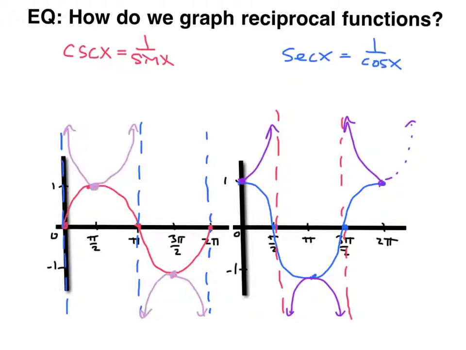Just so it's a little bit more clearer, I'm actually going to make these a little bolder to show you what these functions actually look like. So there's cosecant, and here's secant. And then we would typically just represent the sine and cosine with dashed lines, just to know where we need it to be.